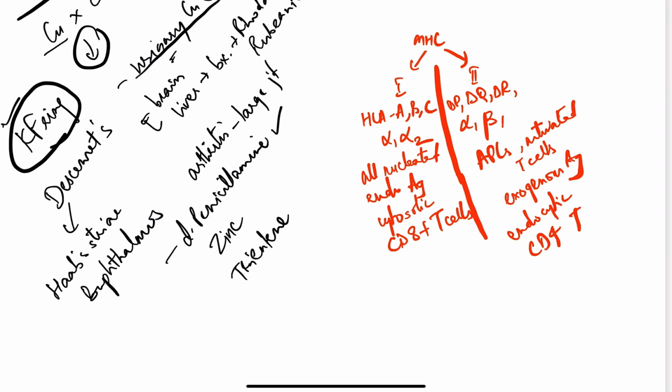Is that clear? So the endogenous antigen binds to alpha 1, alpha 2 of MHC class 1, which is present on all nucleated cells.